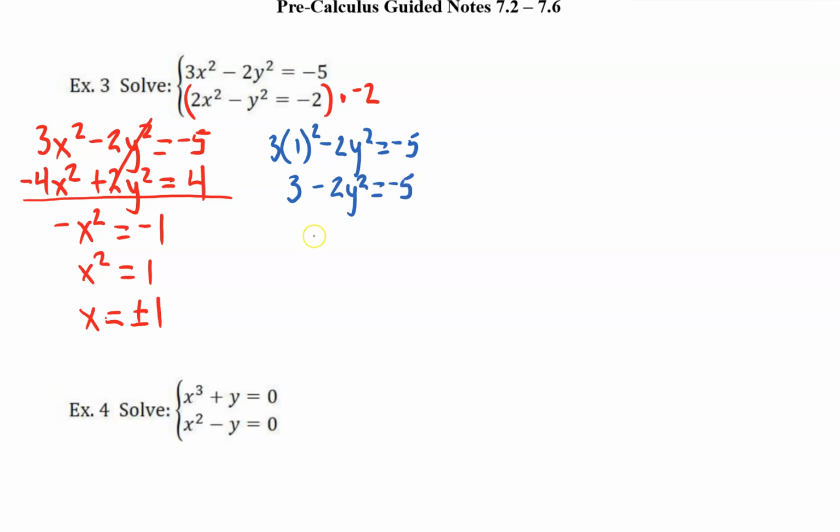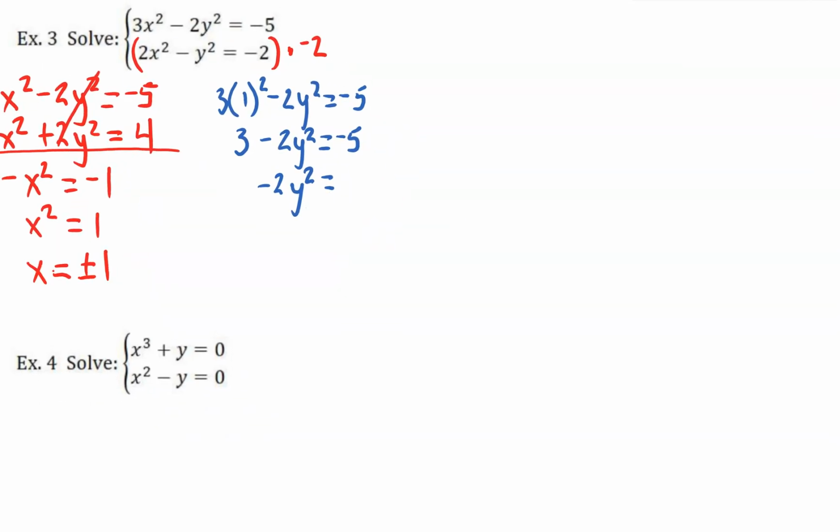I'm going to subtract. I get negative 2y squared equals negative 8. I'm going to divide, and I get y squared equals 4. So now it's saying that y is going to be plus or minus 2. Now, here's the thing with this one.